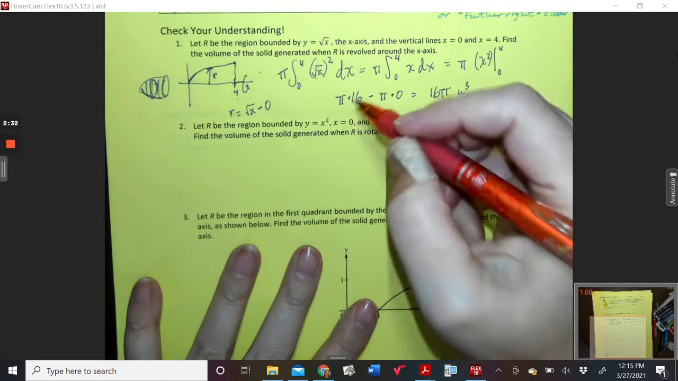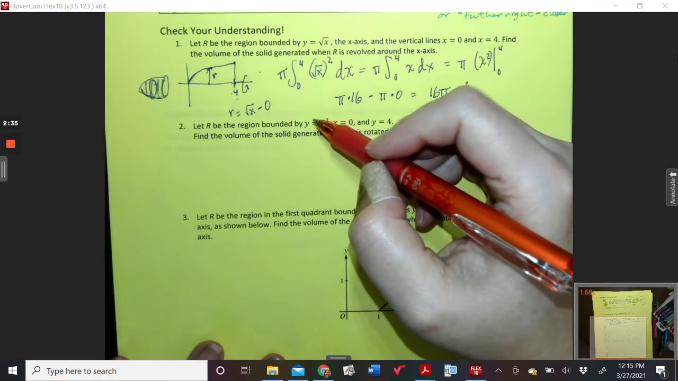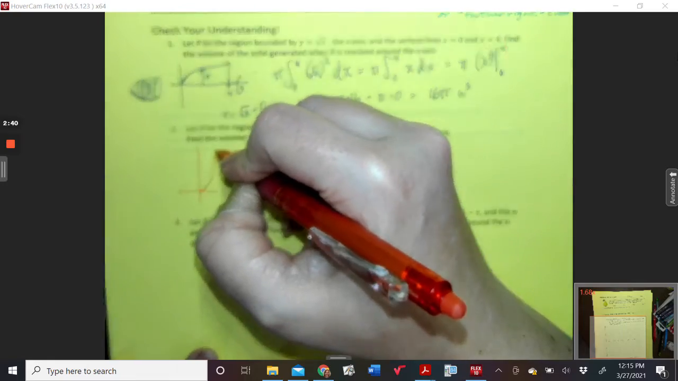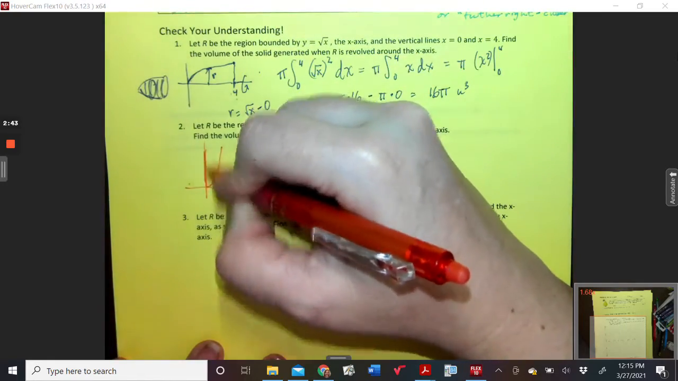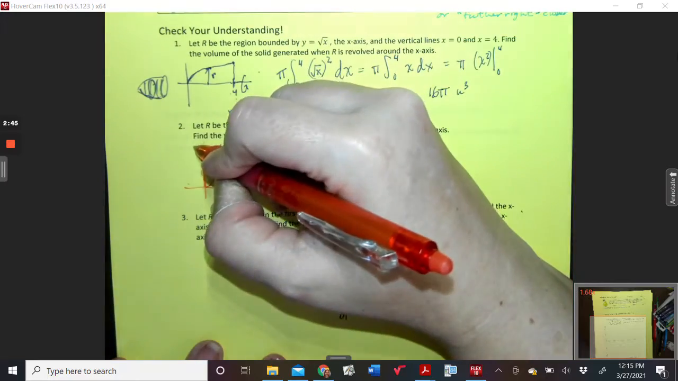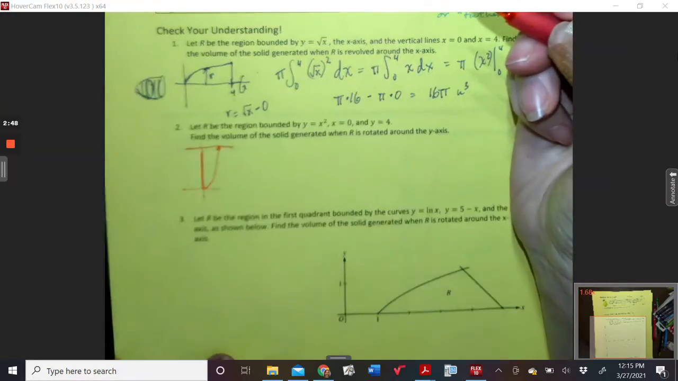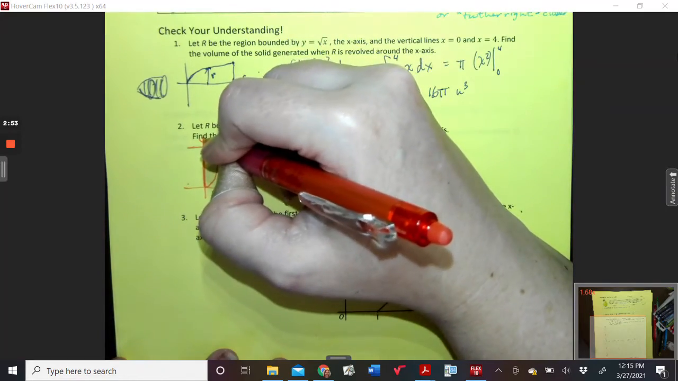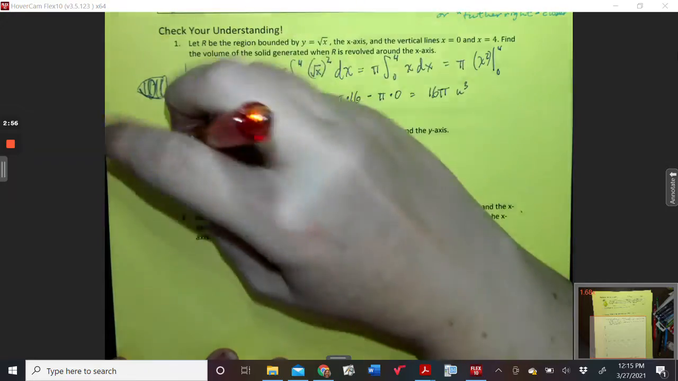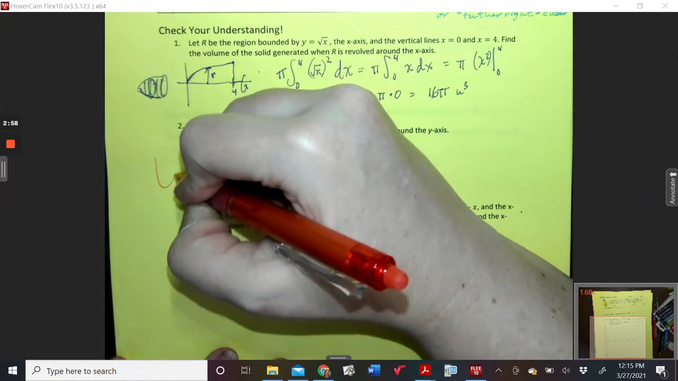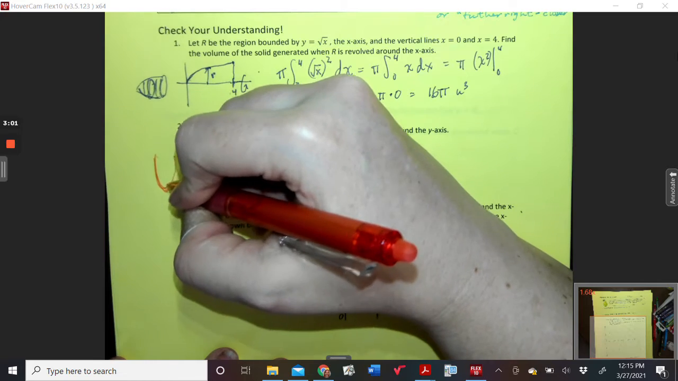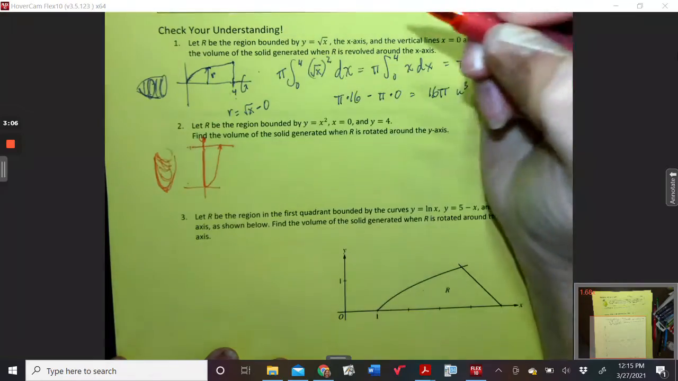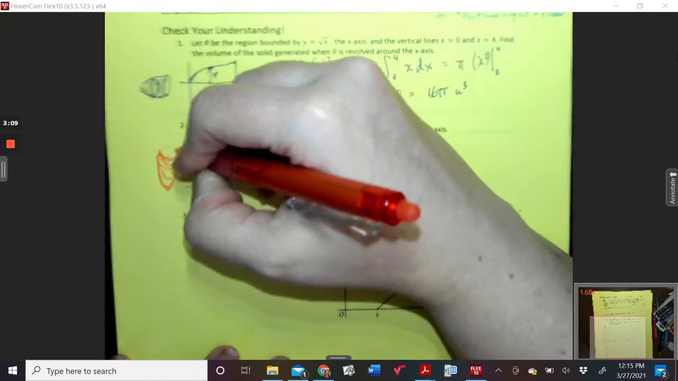Okay, let R be the region generated by y equals x squared, x equals 0, and y equals 4. This is very much the same kind of problem, except for now it's going this way. We're going to be rotating around the y-axis, and so that means I'm going to end up with the same basic shape, just going this way. It's terrible. So I don't do this very often.